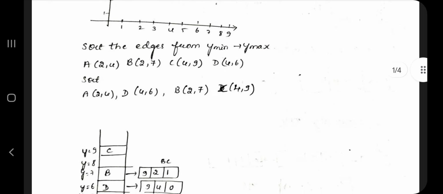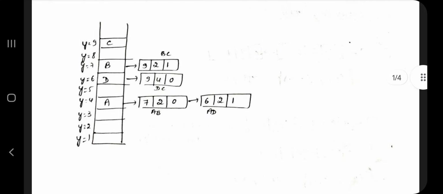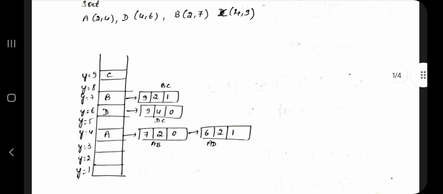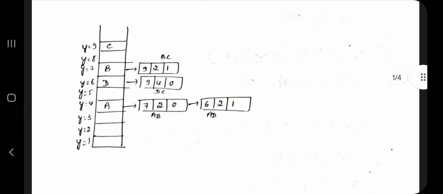To be more clear, after you have sorted the values, you have to make a table like this. This is one of the tables, the sorted table. Here you write y values from 1 to 9, and you mark A, D, B, C in increasing order of their y values. We'll come to what this is later. Basically, when you see this diagram, you have to start from the least point.